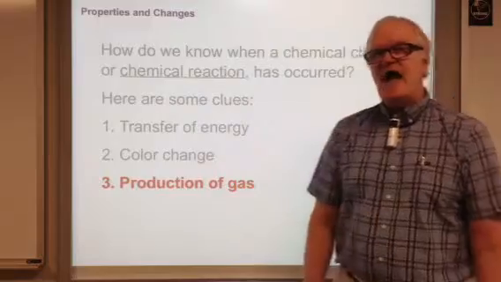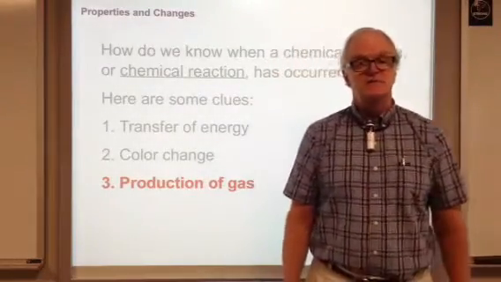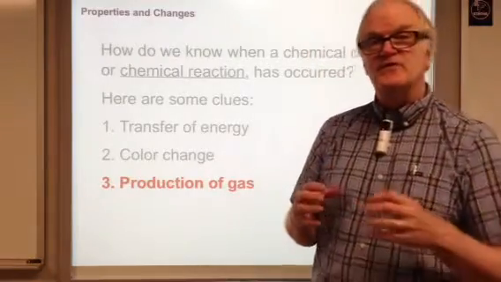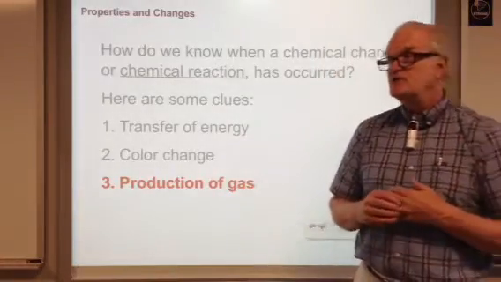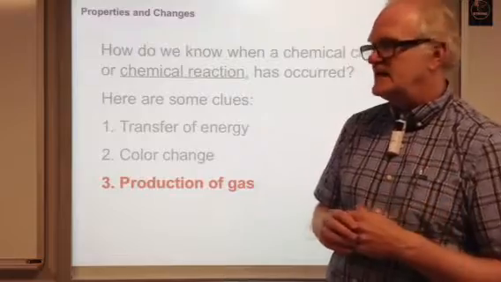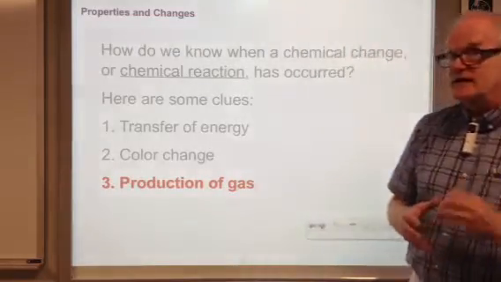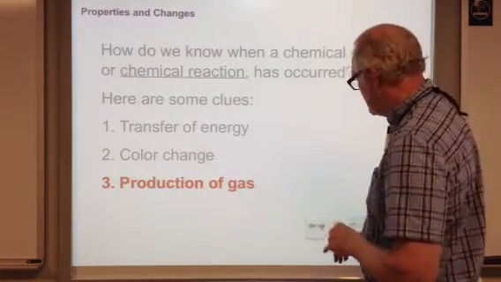Oftentimes, if we see a gas being produced, that tells us we have a chemical reaction. If we do a reaction in a liquid, sometimes you'll see bubbles. Those bubbles contain gas. A gas being produced might tell us that we have a chemical reaction. Often it tells us that. Some gases have a color to them, and if we see that colored gas being produced, that might tell us that we have a chemical reaction.